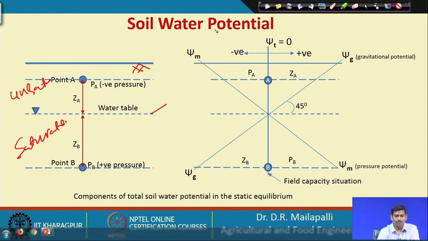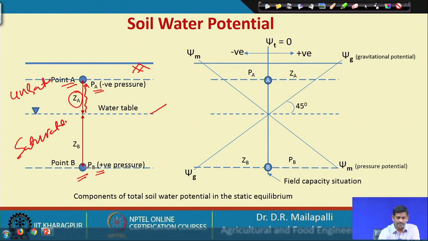So, let us assume a point in the unsaturated stratum, that is point A. Similarly, a point B in the saturated zone. Definitely we experience negative pressure at A, and here we experience positive pressure P B, taking the water table as reference. For Z A, you have to do positive work in order to lift water from the water table to this point. That is why Z A is positive, whereas P A, the matric potential, is negative.